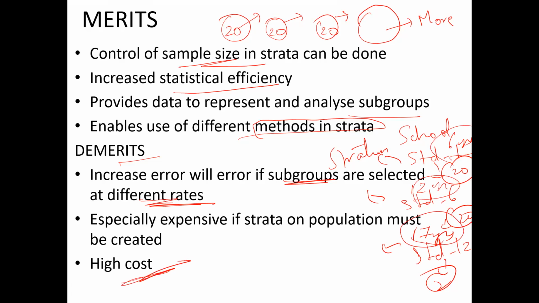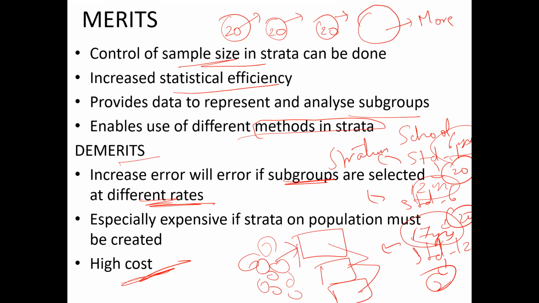High cost, because when the strata are differentiated, 3 strata is okay. When you divide into numerous strata, you might need a high cost, money would be needed. Next is that it is especially expensive if special strata of the population are created. Yeah, if I create a special stratum on the population, then the procedure might be costly.